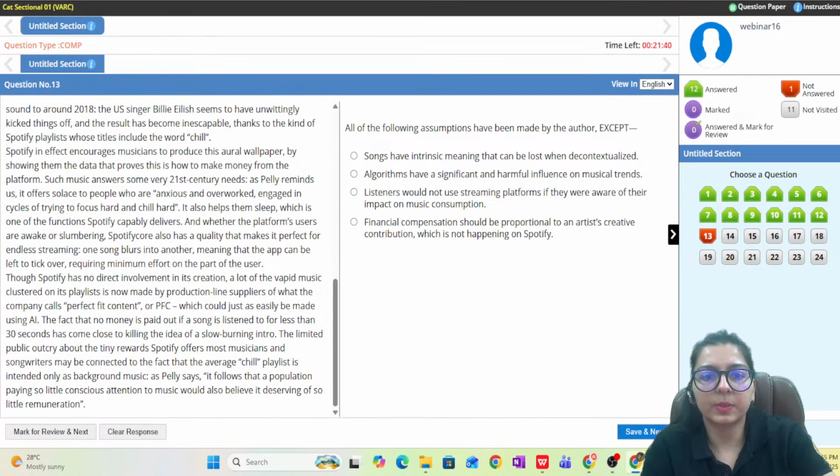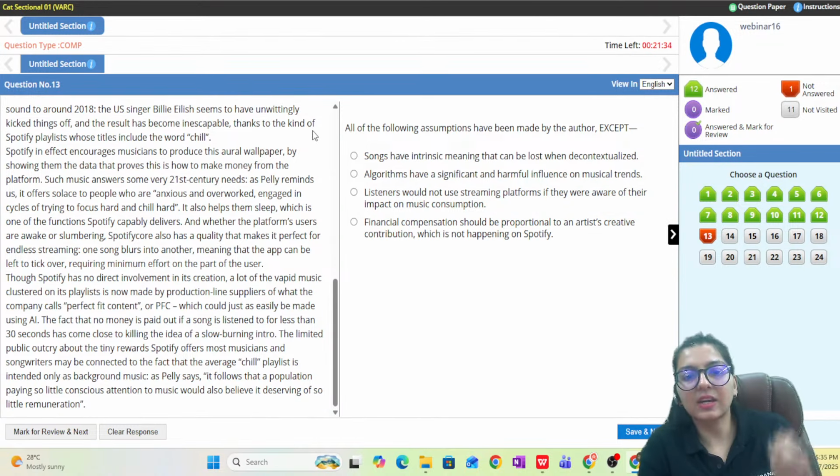Now, the next question. All of the following assumptions have been made by the author except. So which of the following is not an assumption? Passage लिखा, कितना information granted में लिया है. Songs have intrinsic value that can be lost when decontextualized. Of course, उसने ये सोचा है, ये मेरा आंसर नहीं हो सकता. Algorithms have a significant and harmful influence in music trends. बिल्कुल. Listeners would not use streaming platforms if they were aware of their impact.